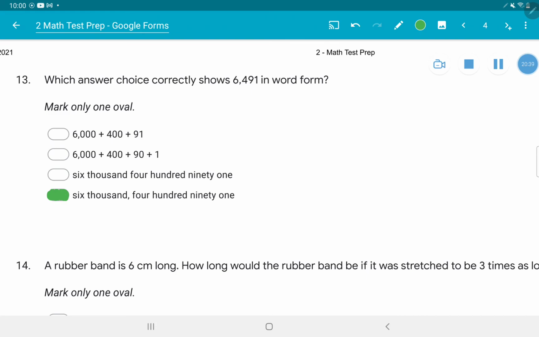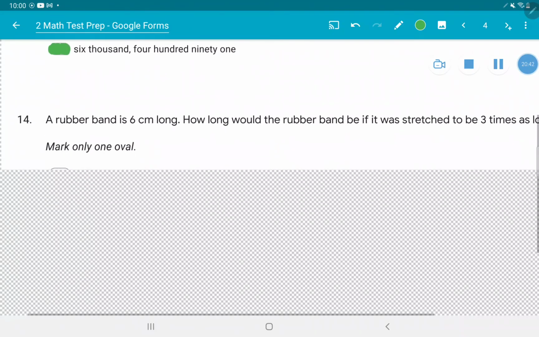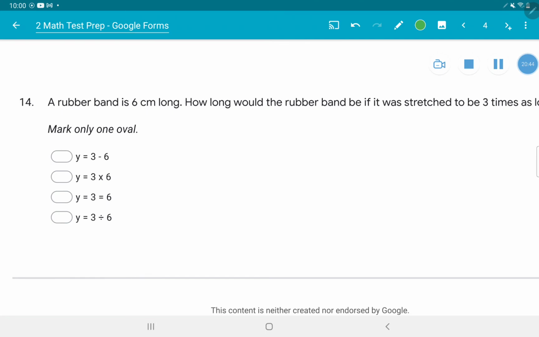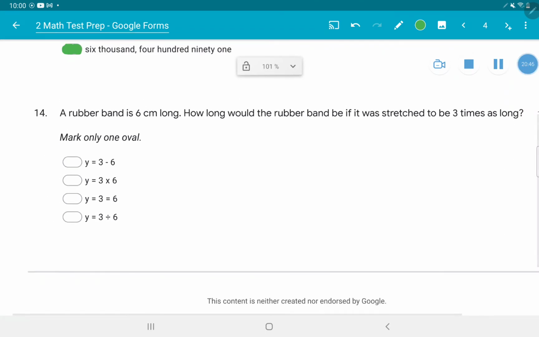Okay, here's our last question. A rubber band is 6 centimeters long. How long would the rubber band be if it's stretched to be 3 times as long? So I have a rubber band and it measures 6 centimeters, and I'm going to stretch it out 3 times as large. What would I do to solve that, Cash? Times. What am I going to times? 3 times 6. 3 times 6. So the correct answer is the second one.